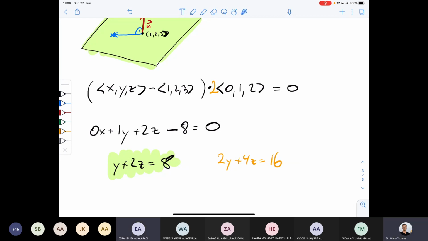Yes, but Doctor, I have just one question. Why did you change the sign of the vector? You changed -1 to 1. Yes.